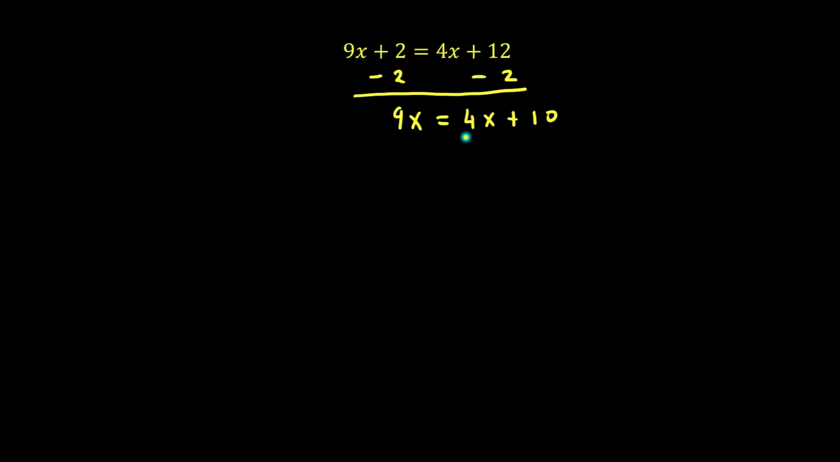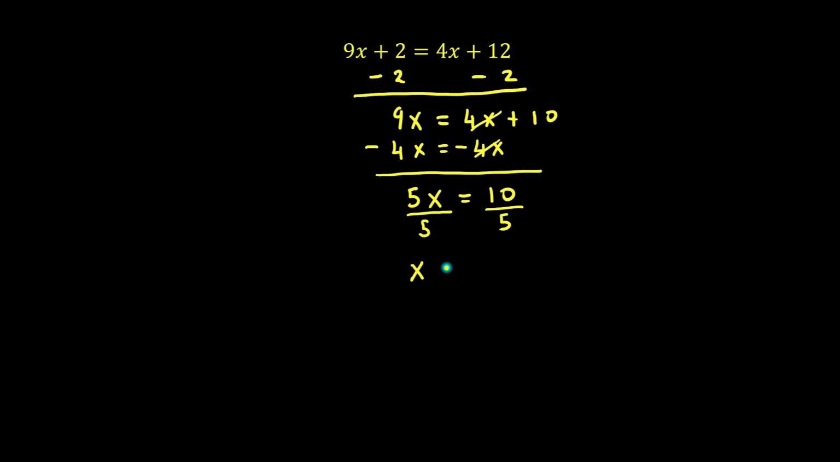My next step would be to deal with this 4x. Of course, it's a positive 4x, so I must subtract 4x from both sides. Then 9x subtract 4x will give me 5x. That would cancel, and I'd be left with just 10 on the right hand side. So then I divide both sides by the coefficient in front of the x, which is 5 of course. So that will leave me with x is equal to 2.